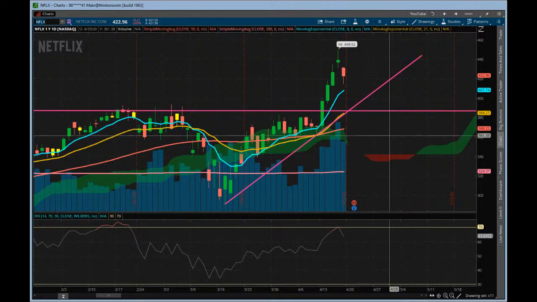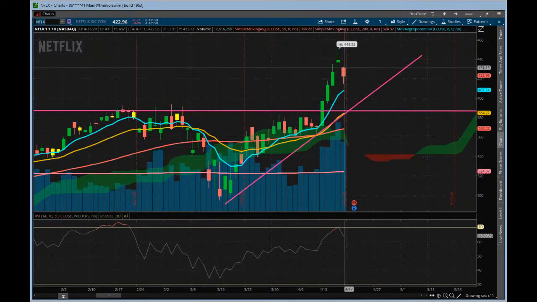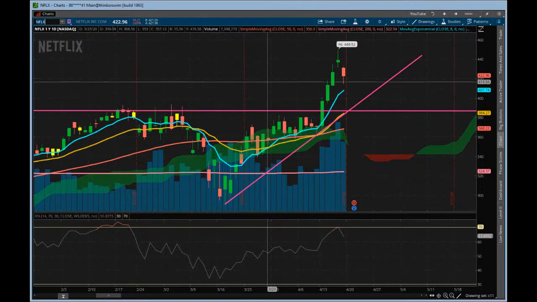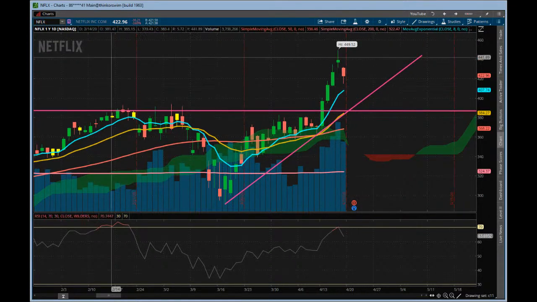But anyway, a little pullback up here. Upper shadow, spinning top. Now, red candle on Friday. It's still holding its ADMA right here and still holding its trend. It's a little extended, but let's see what earnings has to say Tuesday after the close.